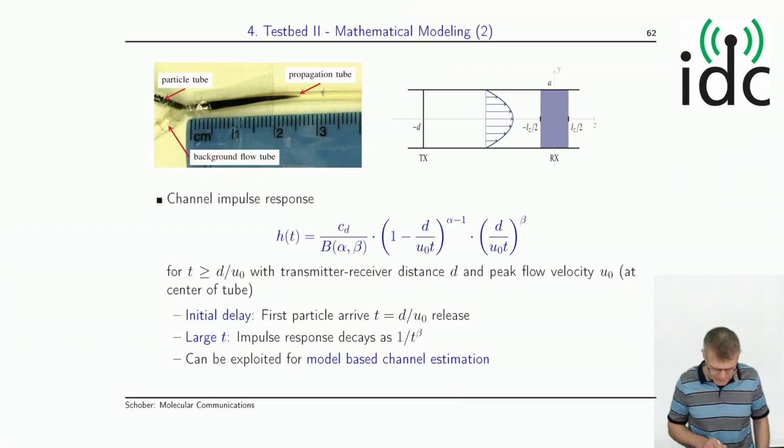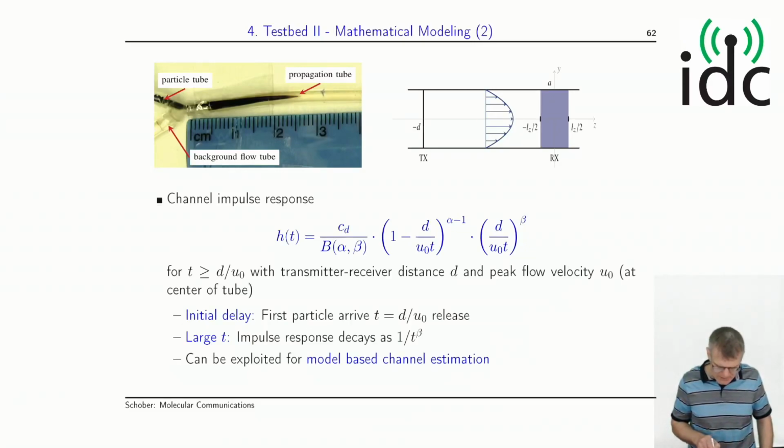This is valid for times larger than d over u0. And this initial delay that is introduced here is the time that the particles at the center of the tube need to reach the receiver. That's why you have U of t equal to 0 at first, but then after this time the first particles will arrive and will be counted.